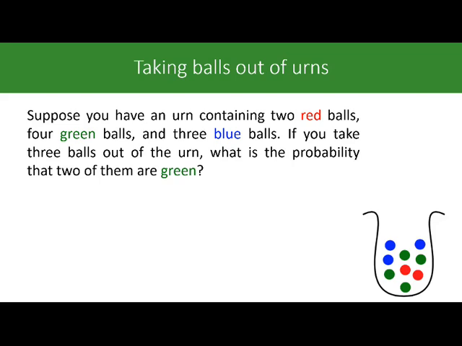Now, most of you have probably taken an introductory probability course at some point or another, and some of you might have even encountered problems such as these. Suppose you have an urn containing 2 red balls, 4 green balls, and 3 blue balls. If you take 3 balls out of the urn, what is the probability that 2 of them are green? Problems such as these are part of a larger class of problems that involve sampling from discrete distributions.